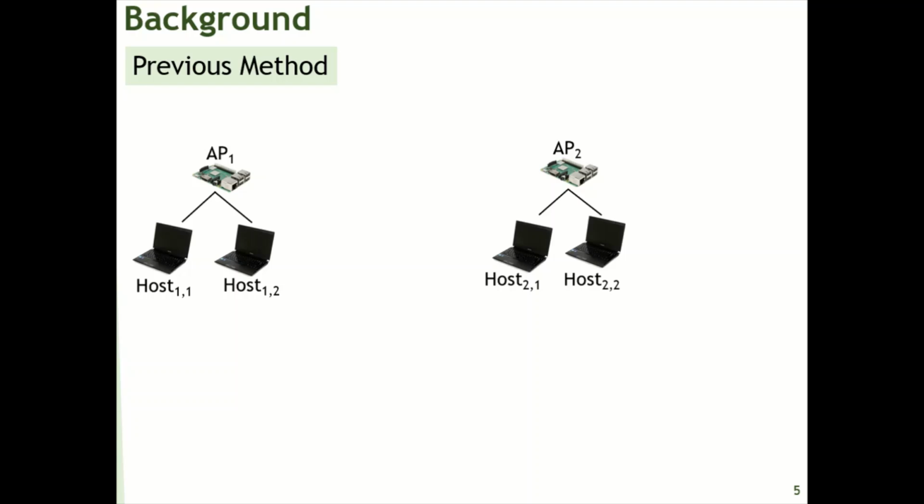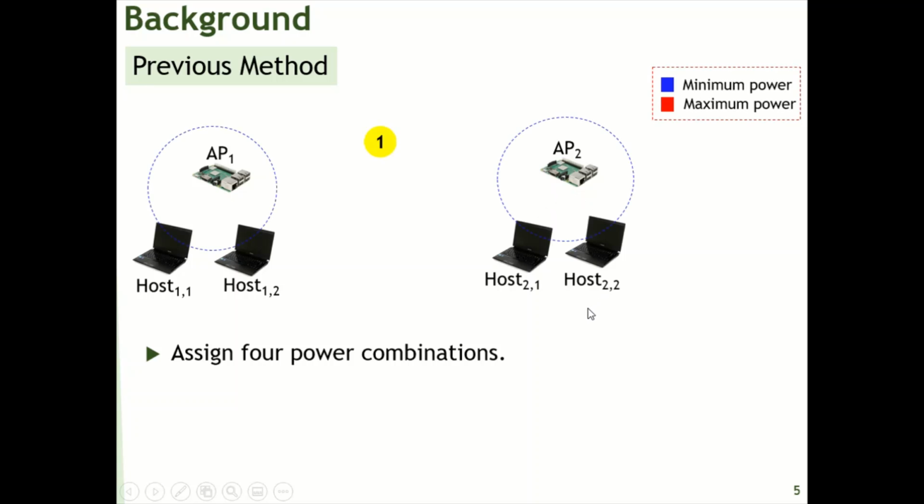In the previous study, AP1 and AP2 are associated with multiple hosts. For example, AP1 is connected with host 11 and host 12, while AP2 is connected with host 21 and host 22. We assign four power combinations. The first combination, we set both APs in minimum power.